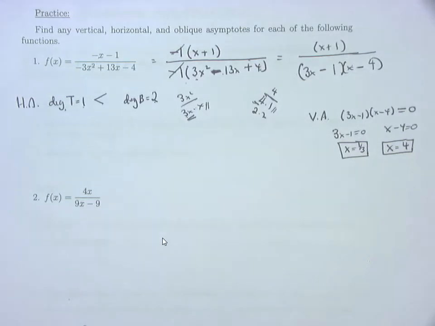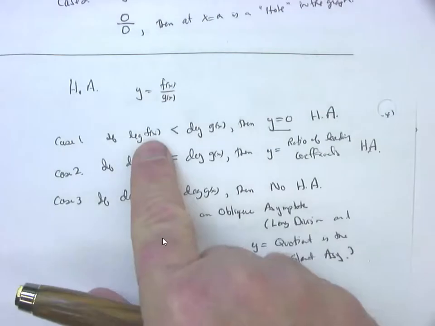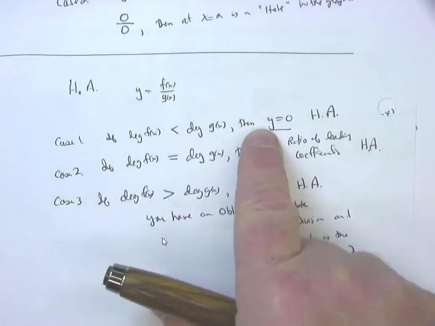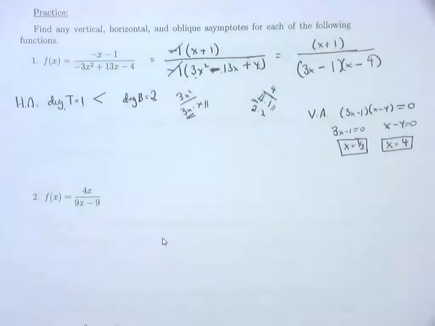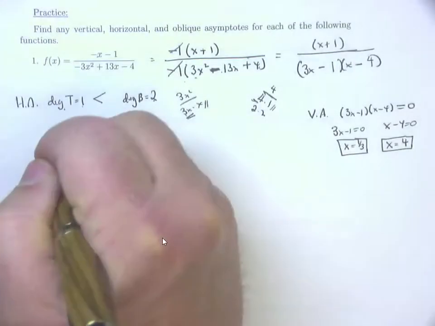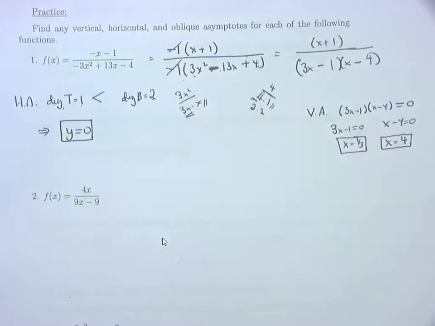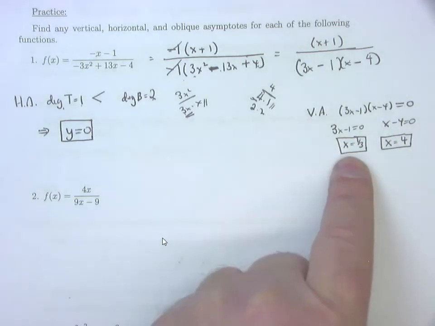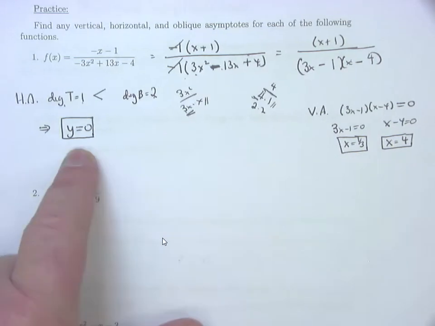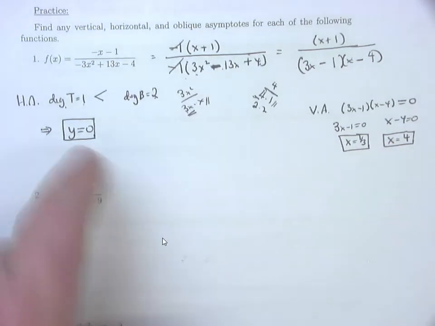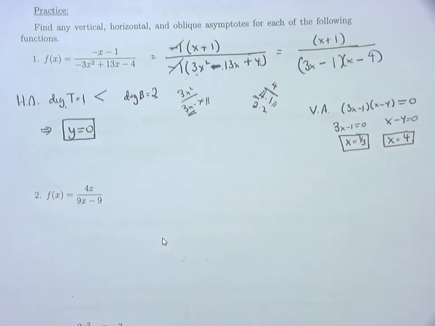And according to my horizontal asymptote theorem that I have memorized, when the degree of the top is less than the degree of the bottom, what do we get? Y equals 0 is the horizontal asymptote. So here, this implies that y equals 0 is the horizontal asymptote. And if you've got a horizontal asymptote, you won't have an oblique asymptote. Oblique only occurs when the degree of the top is greater than the degree of the bottom. So here's my answer. I've got x equals 1/3, x equals 4, and y equals 0. Vertical asymptotes and horizontal asymptotes. Does that make sense? Okay?